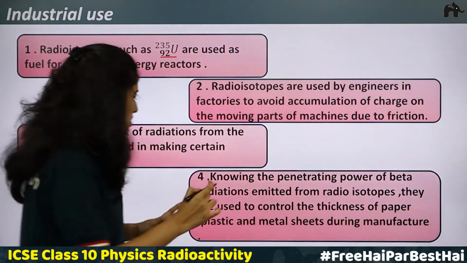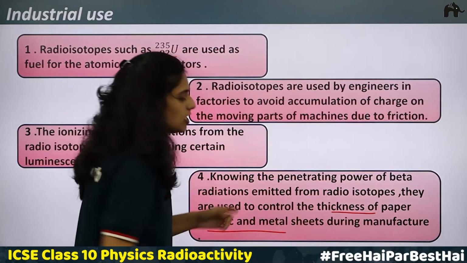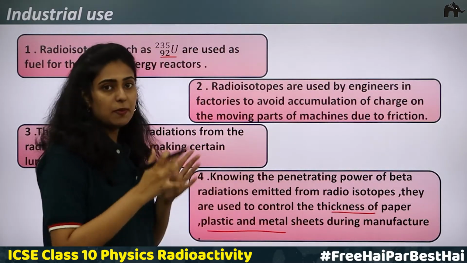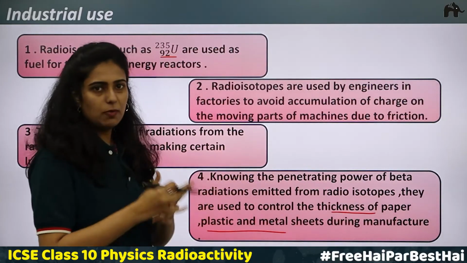So, we can control the thickness of paper during manufacture, and the thickness of paper, plastic and metal sheets can be controlled. That is, it can be manufactured in whichever way we need by using the radiations. Okay, mainly the beta radiation.